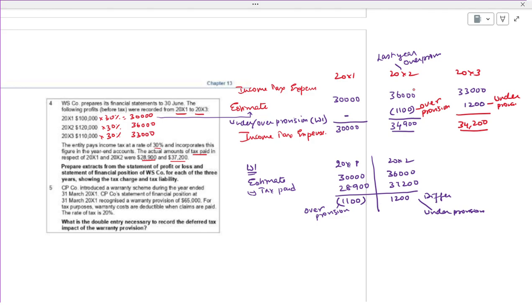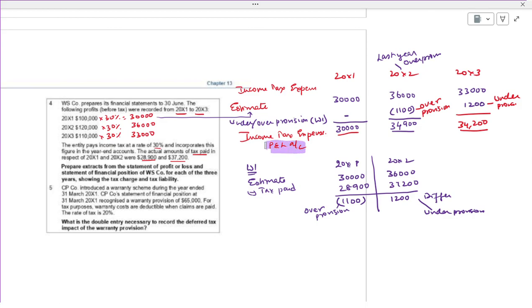Now, how much are you going to show in income tax expense? Income tax expense is how much? 30,000, 34,900 and 35. Where are we going to show this? We are going to show this in the profit and loss account.